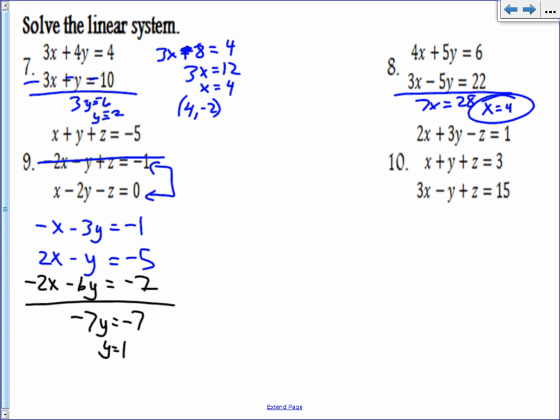Plug it in. Pick an equation, guys. It looks like this one would be the easiest. 2x minus 1 equals negative 5. Add 1, 2x equals negative 4. Divide by 2, x is negative 2.